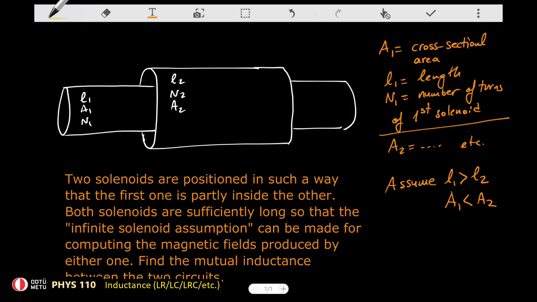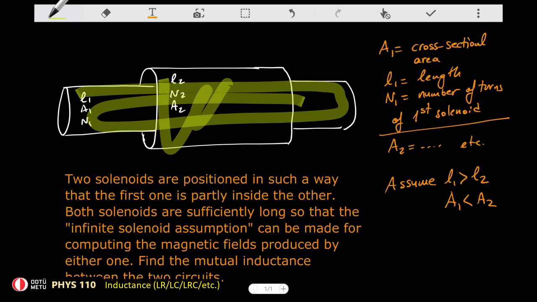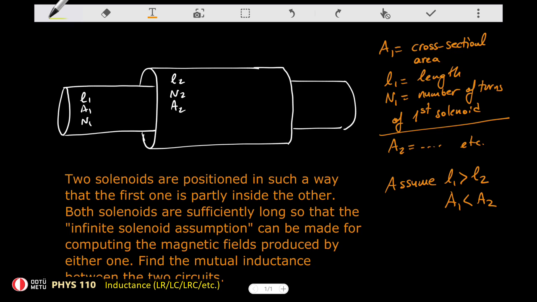In this problem, we are going to compute the mutual inductance of two solenoids. Solenoids are placed like that. One of them, this long one, is inside the bigger one. So they are placed like this. There are some parameters in here. I have written them down.